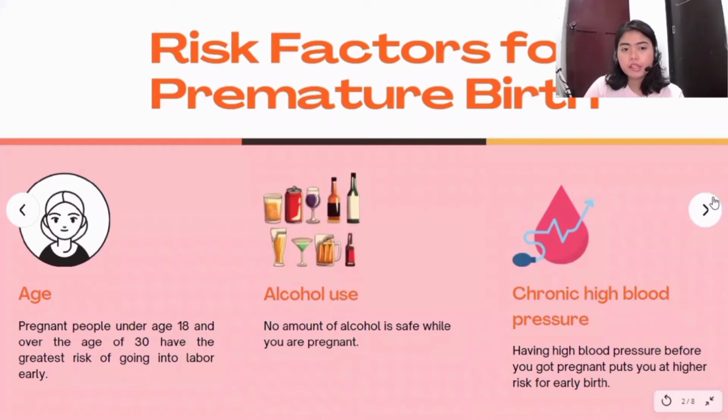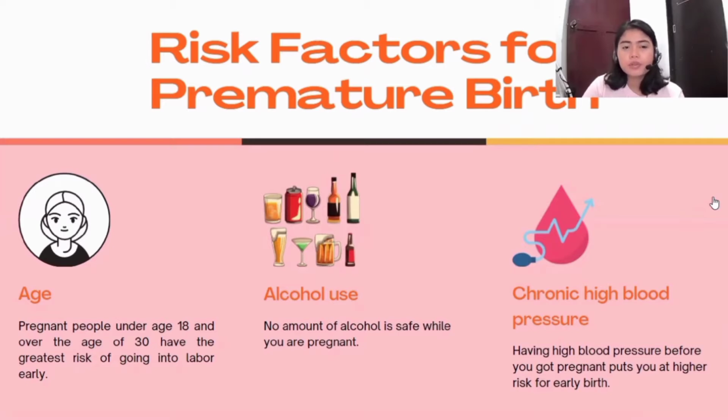The first one is age. Pregnant people under the age of 18 and over the age of 30 have the greatest risk of going into labor early. If your age puts you at increased risk for preterm labor, you will need to reduce any other risk factors that you have. The next one is alcohol use. No amount of alcohol is safe while you are pregnant. Preterm delivery is just one of the many risks associated with drinking alcohol while you are pregnant.